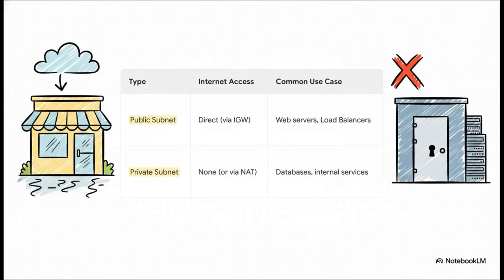Now, beyond these proxies, servers are usually organized into these little digital neighborhoods called subnets. Some are public. Think of them like the storefront of a building right on the main street, ready to welcome visitors from the internet. Others are private. They're like the secure back office or the vault, holding sensitive stuff like databases with absolutely no direct door to the outside world. This is a huge part of modern security design.